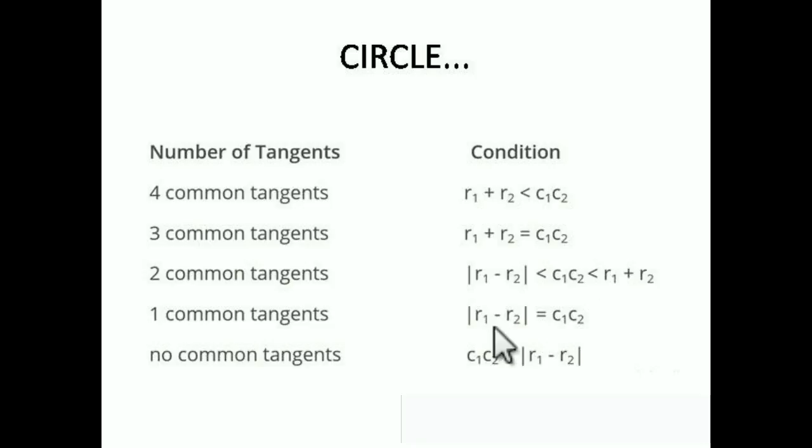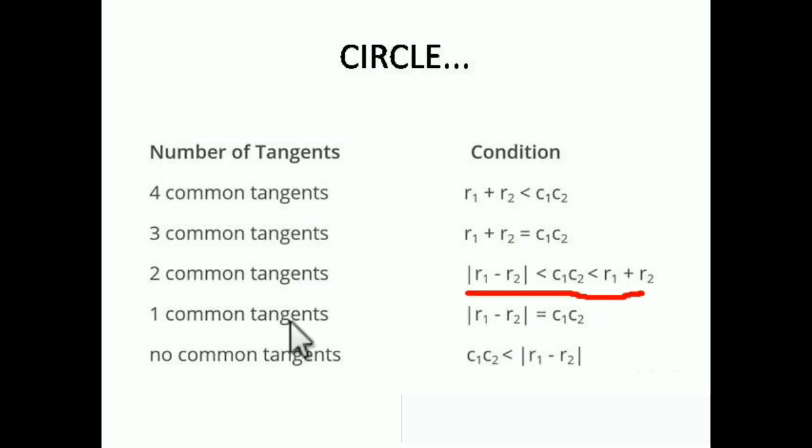So what's the condition? The condition is the difference R1 minus R2 less than C1 C2 less than R1 plus R2. Whenever we are talking about the difference, we have to take the modulus, because sometimes it's inside the circle or intersecting. So it is modulus of R1 minus R2 less than C1 C2 less than R1 plus R2.